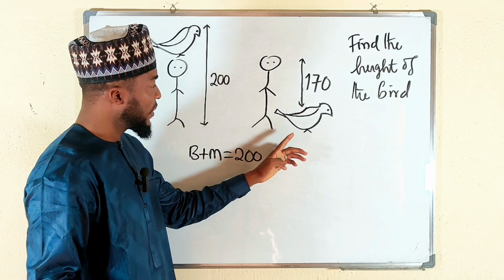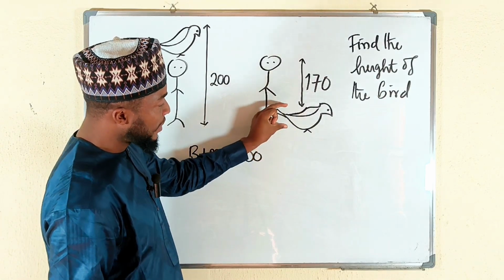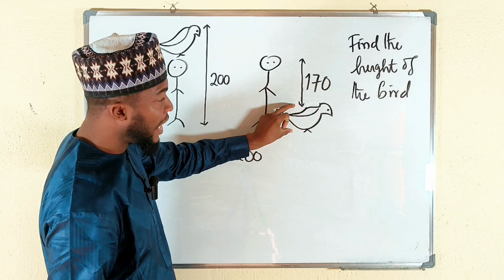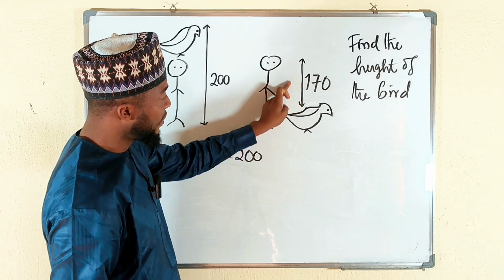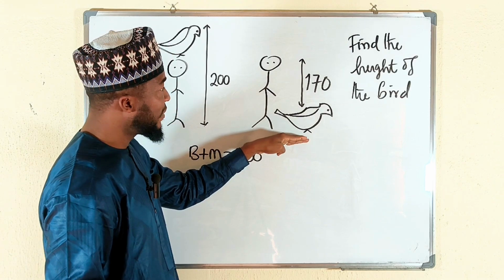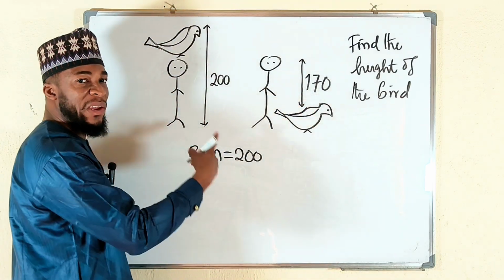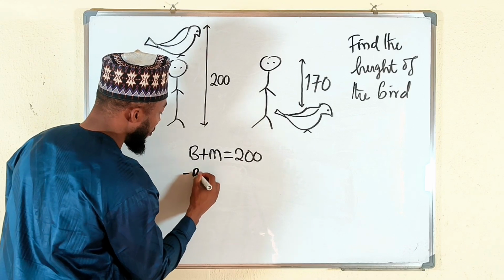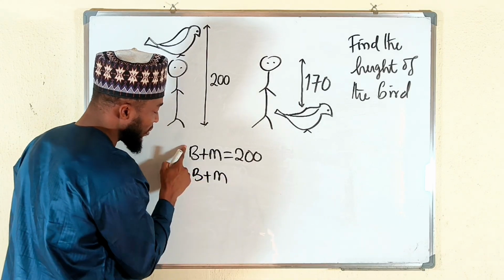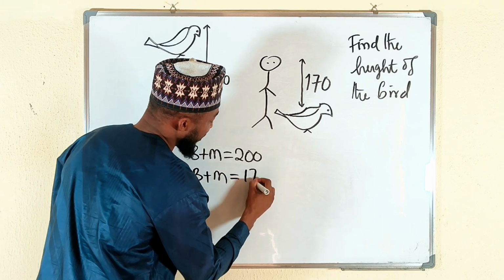What about this one? You can see that the height is not from the ground level. A certain height has been deducted, which is the height of the bed, to get the remaining height. So you have to take the height of the man minus the height of the bed for you to get this 170. So it is m minus b, or simply minus b plus m, all the same, because I want the b's to correspond. This is 170.